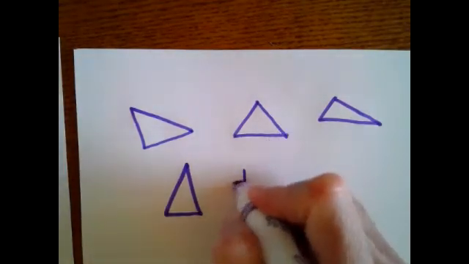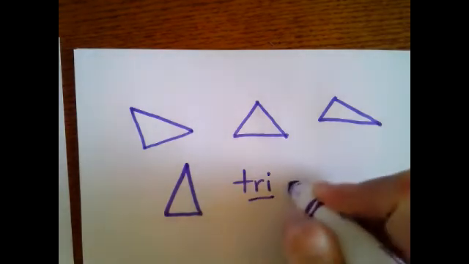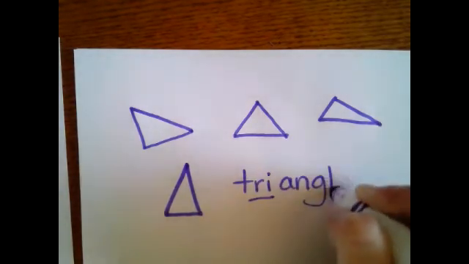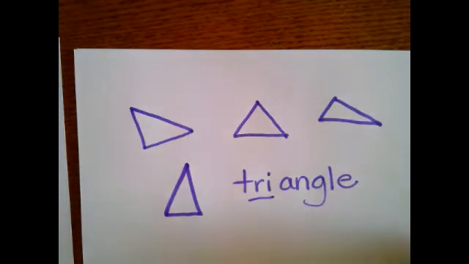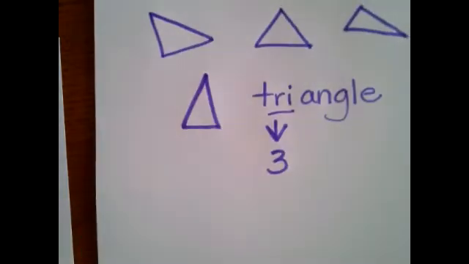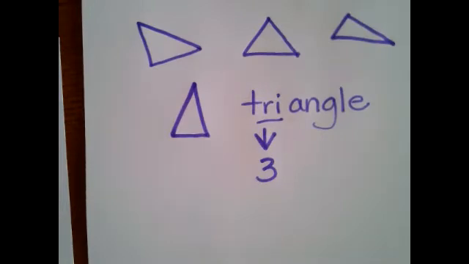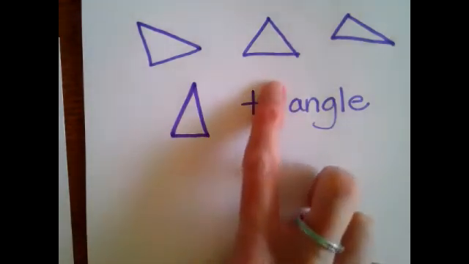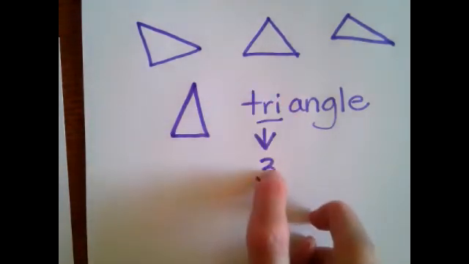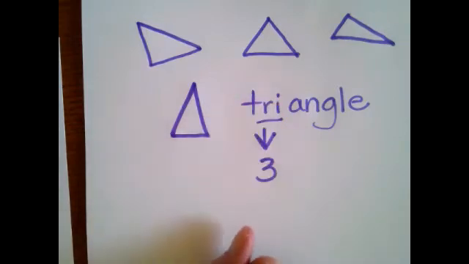The word part "tri" in the word triangle means three. A tricycle has three wheels. So, triangle. Try to make a tattoo on your brain. Triangle is a three-sided shape.